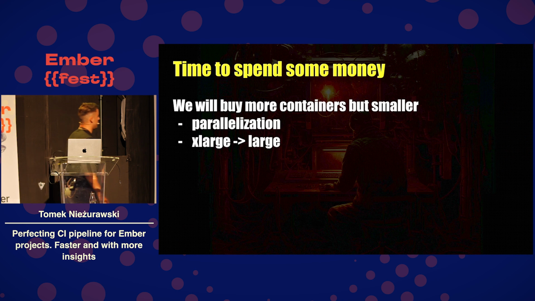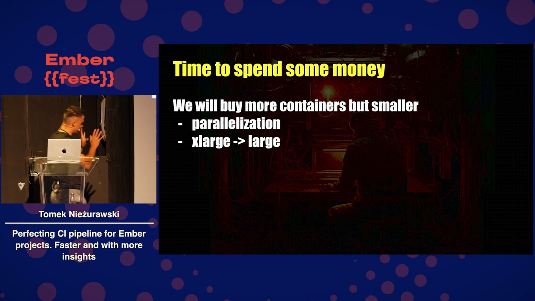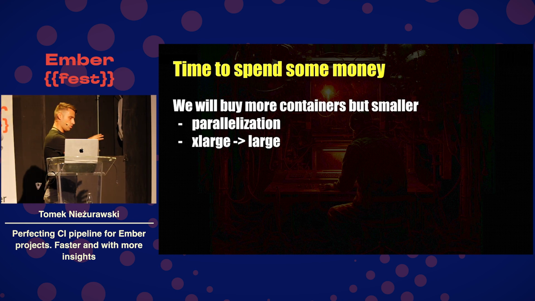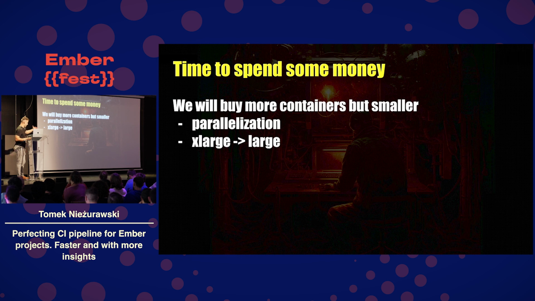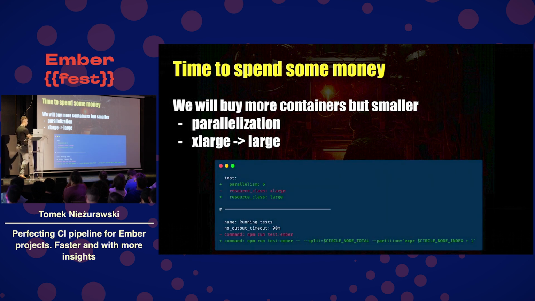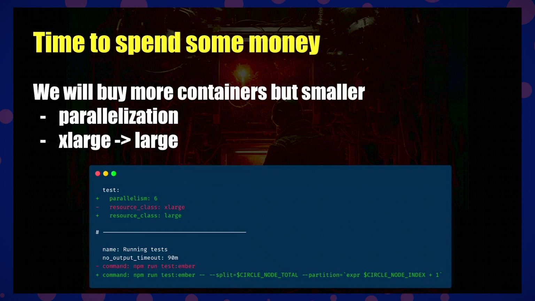But there is time to spend some money. And we will buy more containers, but smaller. So parallelization, of course, we will have more containers to run the tests, but we'll go from X large to large. I will show you why. But we need to spend some money. I will use 6 containers. Why not? Let's say I have money for that. And there is a command you have to adjust. This time you have to adjust it in your CI file because it has to know the number of containers and which container it is running in. So this is a magic command here.